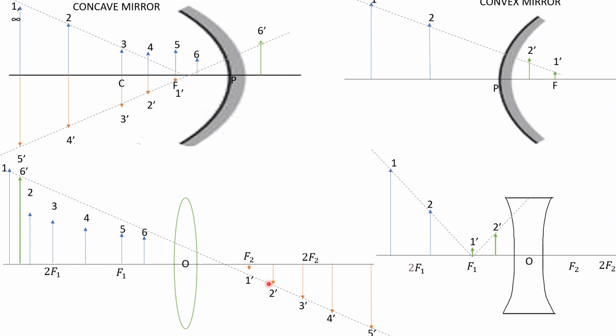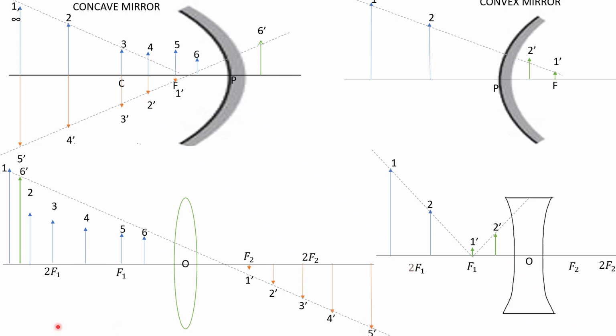Where will the image come? Here. Okay. Then the fourth position will be in between 2F1 and F1. That is the fourth position. If you see here, it is going to be a longer image. It's a real, inverted, and a bigger, enlarged image. The fifth position is at focus. At focus, you anyway know the image is at infinity. So this is infinity, and it will be an enlarged image.